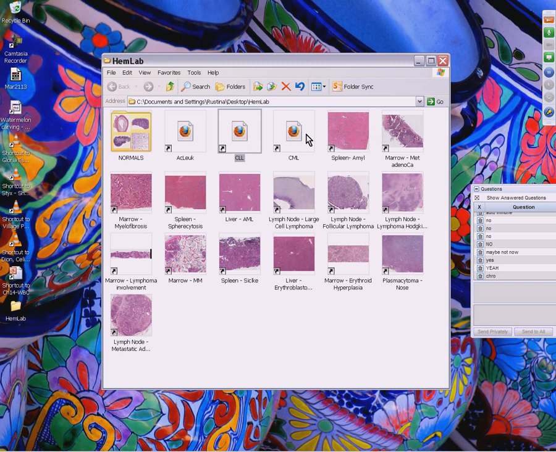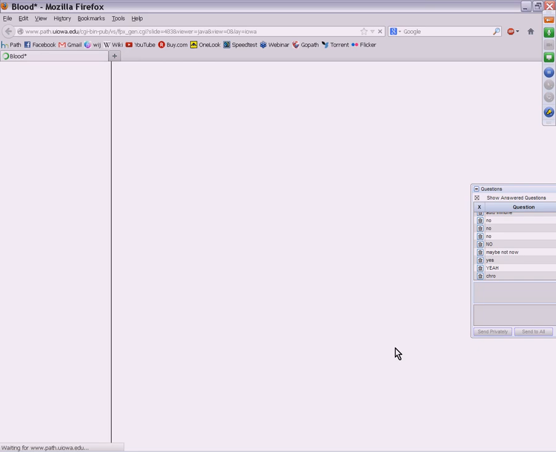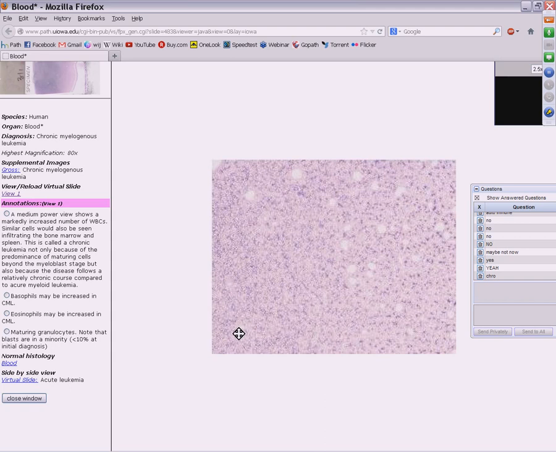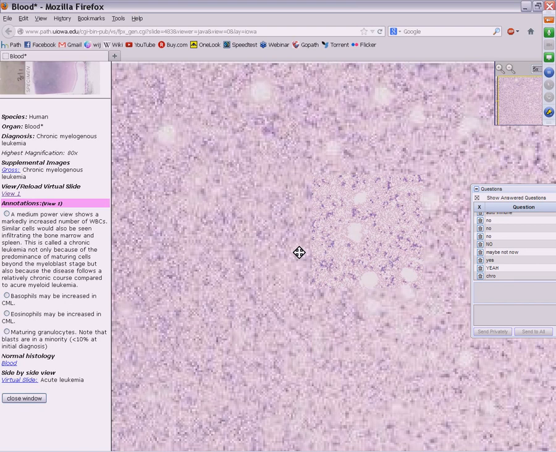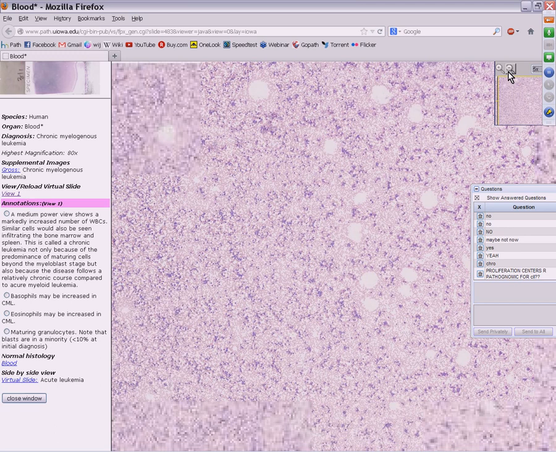Let's go to our next and final slide that has an online viewer, and then we'll move into the slides that we'll look at much more quickly. Okay, looks like it's another peripheral smear, and it also looks like the white cells are very, very massively increased. And of course, if they all look like blasts, then it's an easy diagnosis, right? But let's not jump the gun. Let's make sure these are either all blasts or not all blasts.